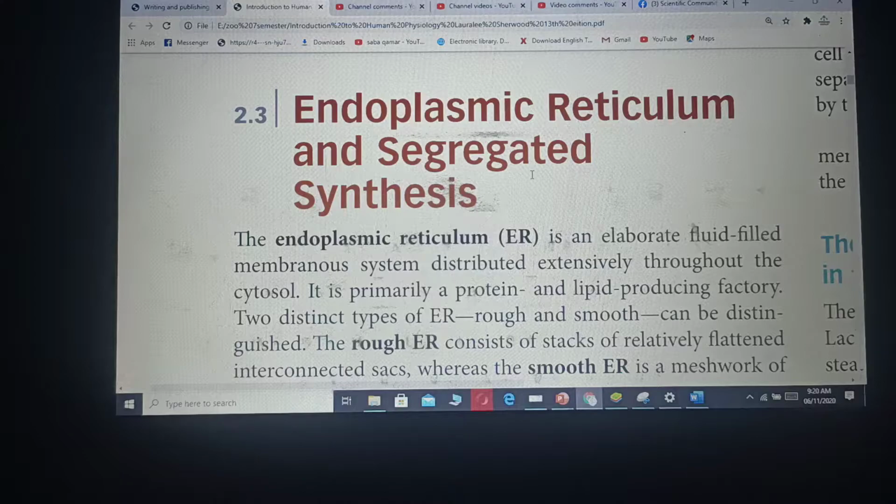So I am moving towards different types of endoplasmic reticulum. Actually, there are two main types of endoplasmic reticulum. The first one is rough endoplasmic reticulum, the second one is smooth endoplasmic reticulum. What is the rough endoplasmic reticulum? A rough endoplasmic reticulum actually consists of stacks of relatively flattened interconnected sacs. What is the meaning of this line? Actually, rough endoplasmic reticulum consists of piles of relatively flat interconnected sacs.